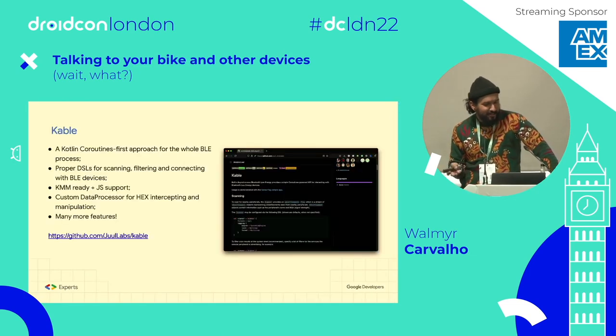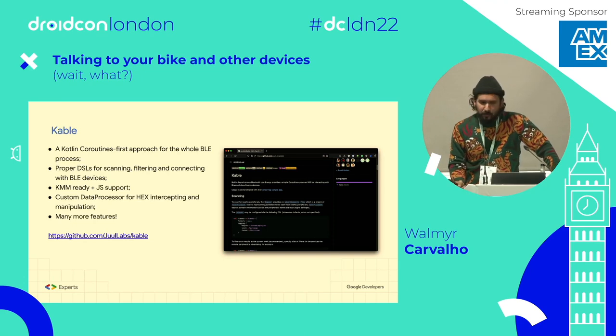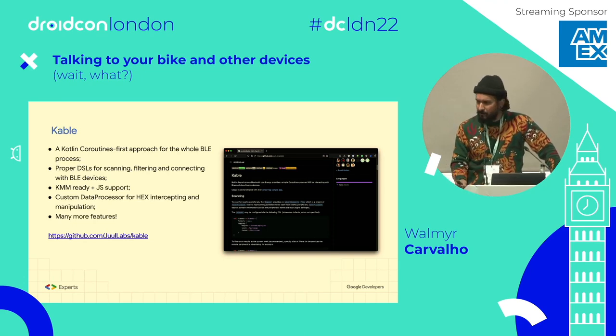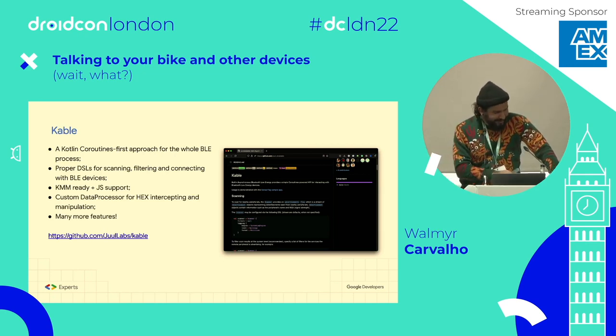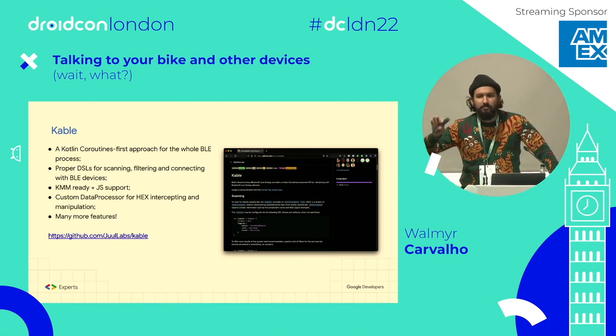If you're on the Kotlin coroutines first approach, there's also this library called Cable, which is made by the guys from Juul Labs, the smoking device. Not promoting smoking here, please. Just promoting the library. It's good because they have proper DSLs for scanning, filtering, and connectivity to devices, which is good because it's focused on BLE devices.